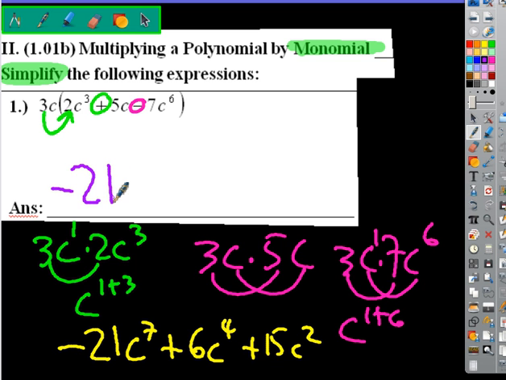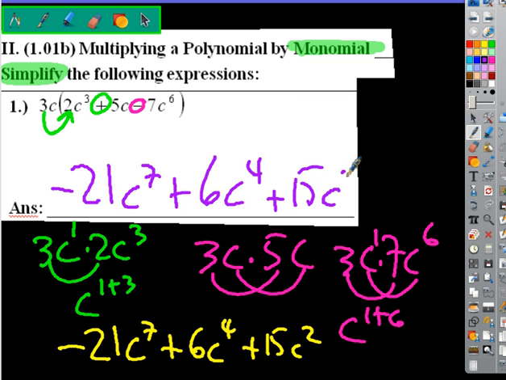21c to the seventh plus c to the fourth, 6c to the fourth plus 15c squared. Okay? Okay.